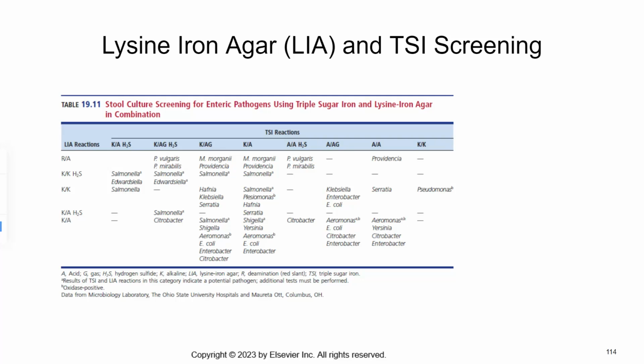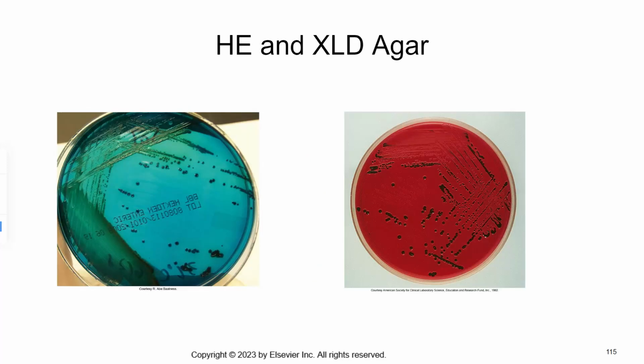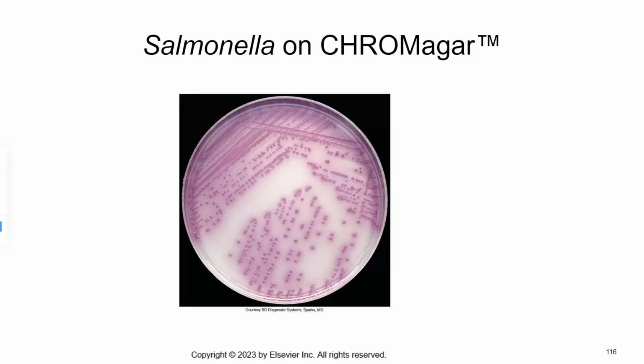Lysine iron agar and triple sugar iron slants screening. There are different results that you can see, and those are listed here. It helps us differentiate species based on their reactions. XLD agars. Salmonella on chrome agar.